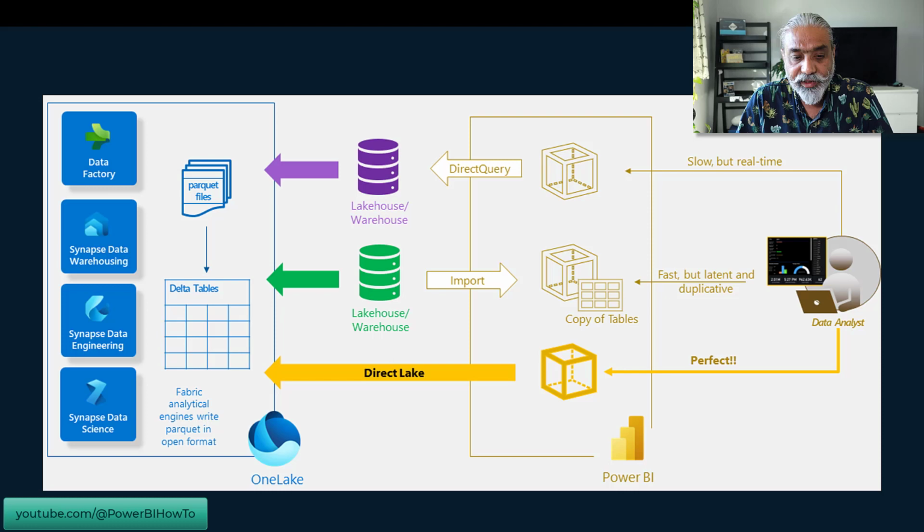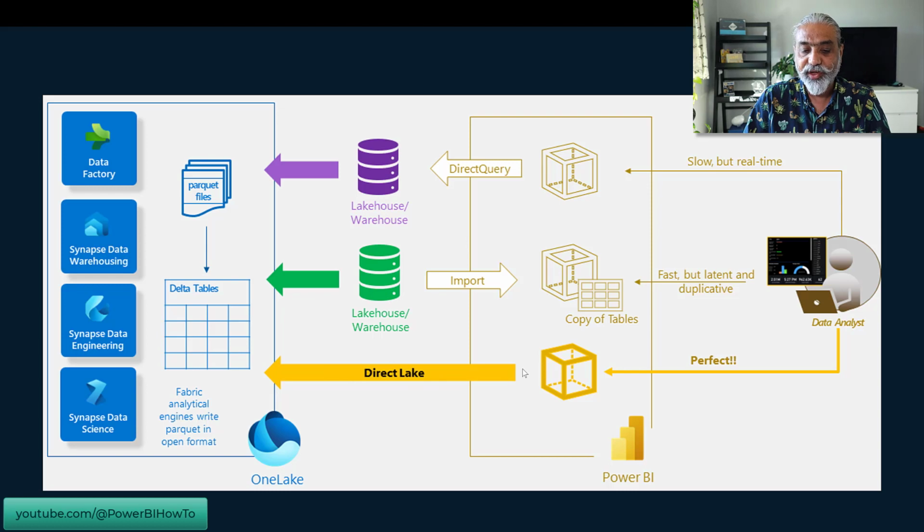And here is the diagram which tells everything. So you have in Fabric a OneLake where the data is stored in Delta tables. Doesn't matter whether you're using Synapse Data Warehousing, which is like a data warehouse, Synapse Data Engineering, Lakehouse, Data Science, or Data Factory. Doesn't matter how the data comes in there, it's in OneLake. Prior to OneLake, the way you had to use it was either DirectQuery or Import.